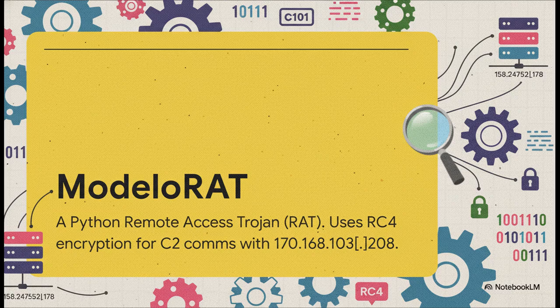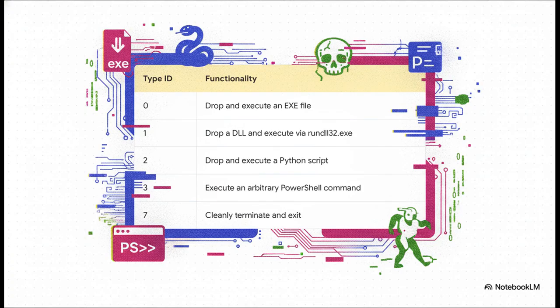So this ModeloRAT, it's no joke. It is a full-featured remote access Trojan written in Python. And it's built for one thing, corporate espionage. All of its communication back to its command and control servers, which you can see here at 170.168.103.208 and 158.247.252.178, is hidden behind RC4 encryption. And just look at the level of control this gives the attackers. I mean, they can drop and run any executable, DLL, or Python script they want. They can run any PowerShell command they can dream up. They have complete control over the system. And when they're finished, Type ID 7 lets them just clean up and exit quietly.